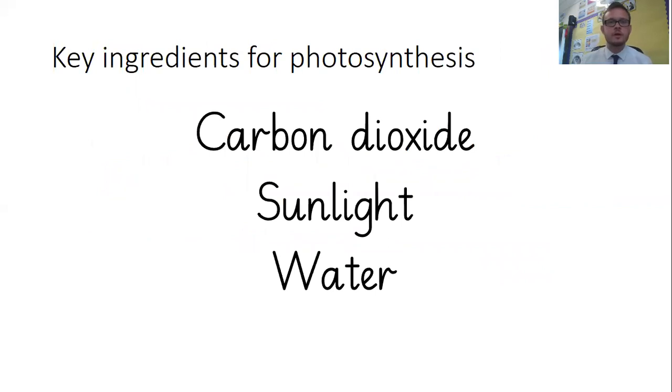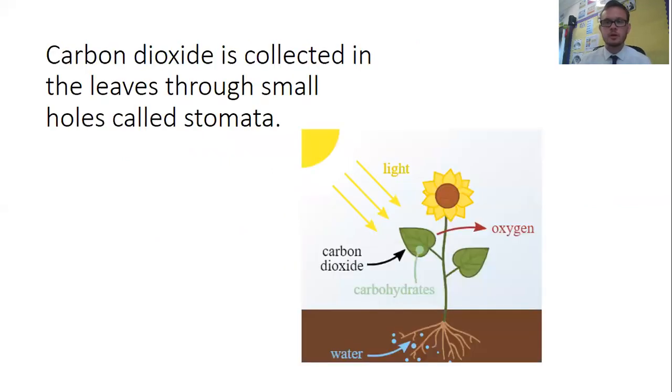Okay. So, key ingredients for photosynthesis are carbon dioxide, which is what we breathe out, sunlight, and water. Again, write these down. Have you done that? Excellent. Okay, so carbon dioxide is collected in the leaves. I've talked so much about how important the leaves are for plants. They're collected through small holes called stomata.